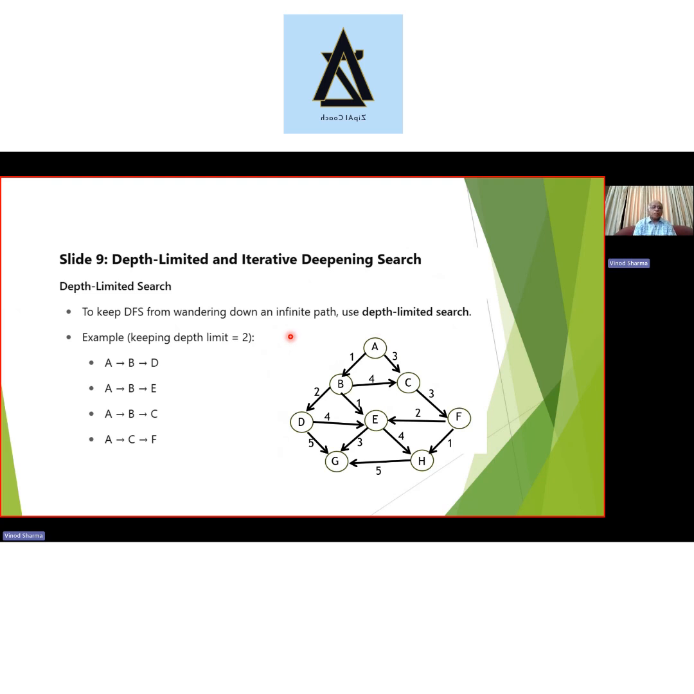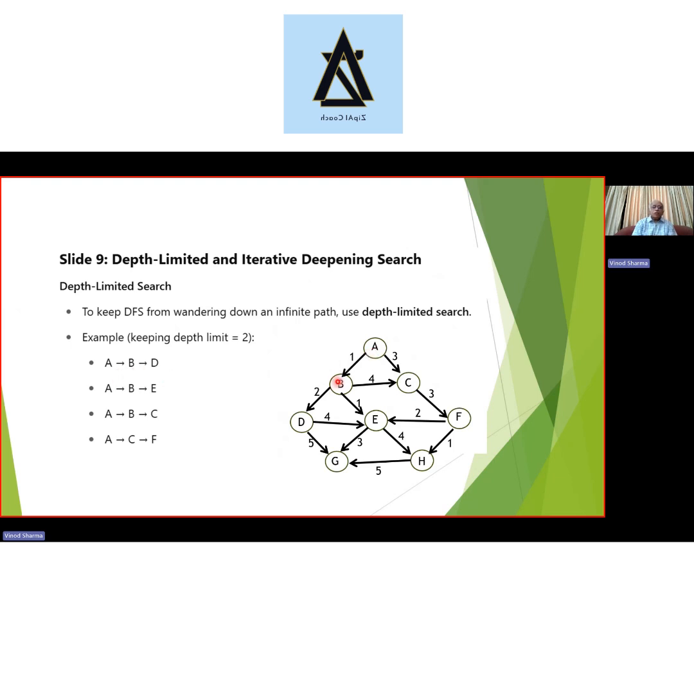For example, I keep the maximum limit of depth equal to 2. So I'm not going to look at any node which has a depth more than 2. But it is still depth first. From A, you will go to nodes which have depth 1. This is the maximum depth, because these are the only possible nodes, B and C. So you can only go to nodes of depth 1. You go to A, B.